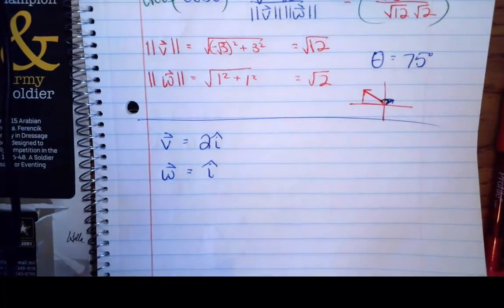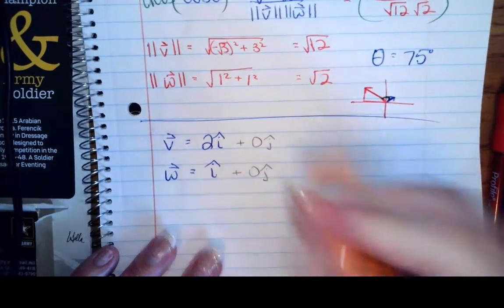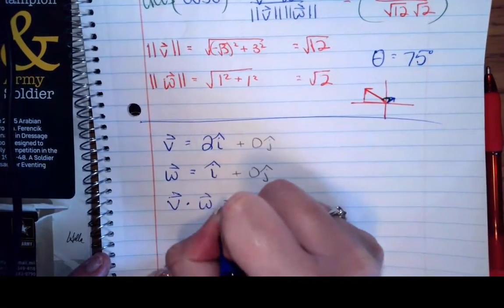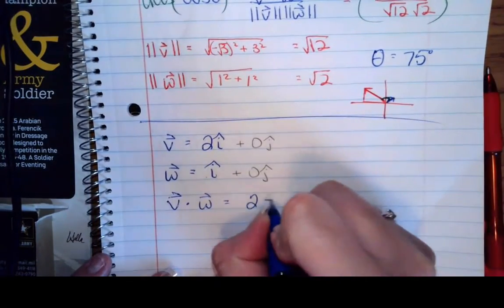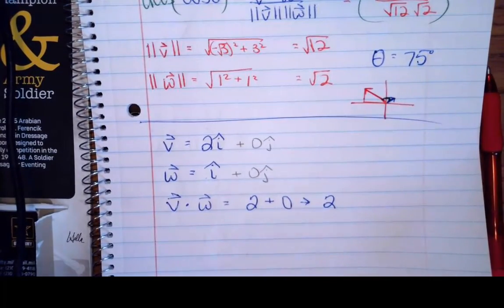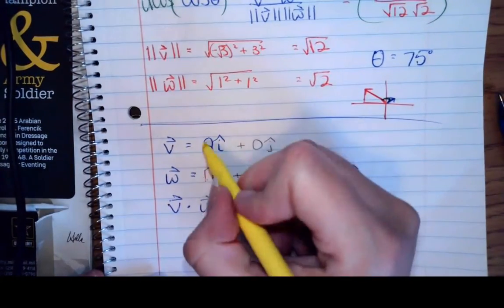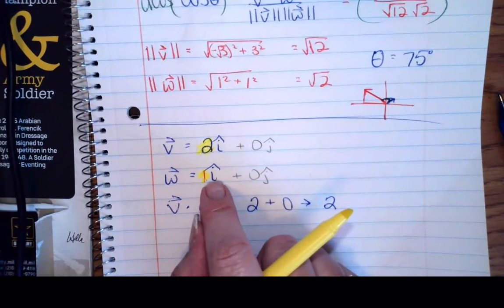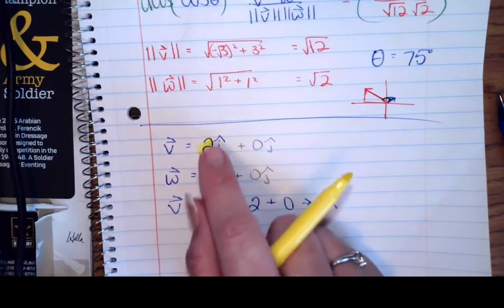So, first of all, notice that you do not have j components, which is okay. That means you have 0 j's. So my dot product between V and W is going to be your horizontal times horizontal: 2 times 1 is 2, plus 0 times 0 is 0. So their dot product is 2. Now notice something. If this is 1 and this is 2, then these are scalar multiples of one another. In other words, V is double what W is, or W is half of what V is.